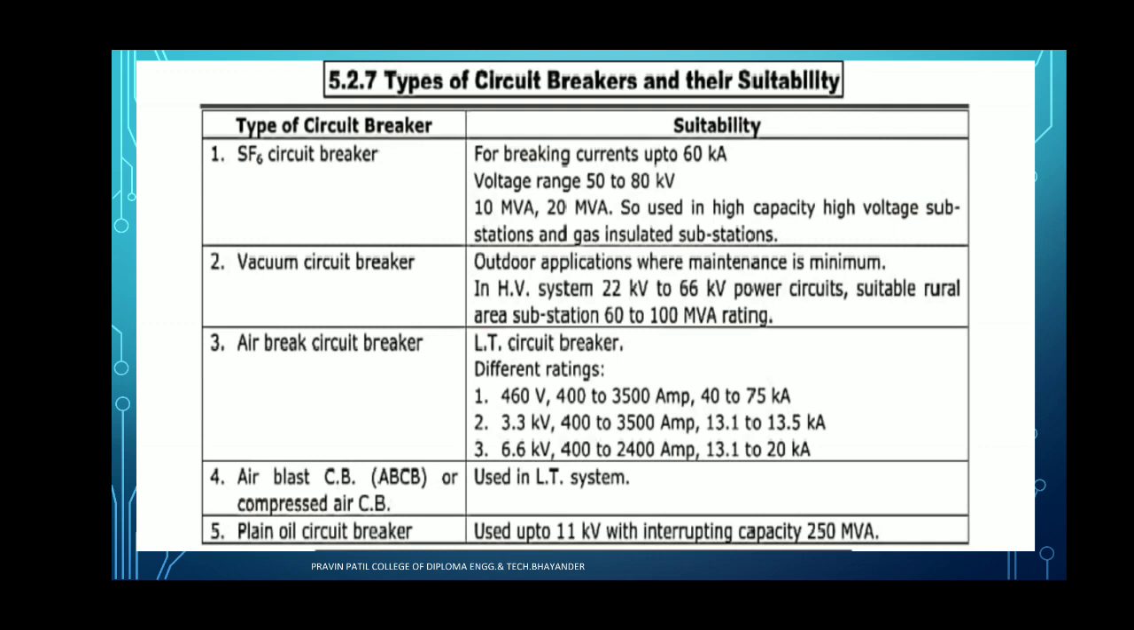And inside the plain oil circuit breaker, oil is the medium which is used to extinguish the arc between the contacts of the circuit, and which reduces the arc between the contacts of the circuit breaker.